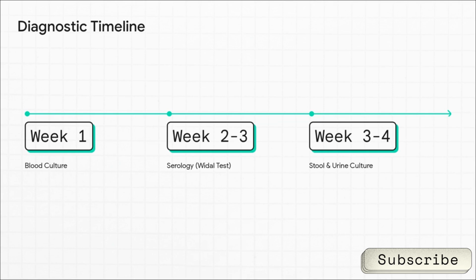By weeks 2 and 3, the body's antibody response is in full swing, so that's when serology, like the Widal test, becomes useful. Then, by weeks 3 and 4, the bacteria are being shed from the body, so that's your chance to find them in stool and urine cultures.